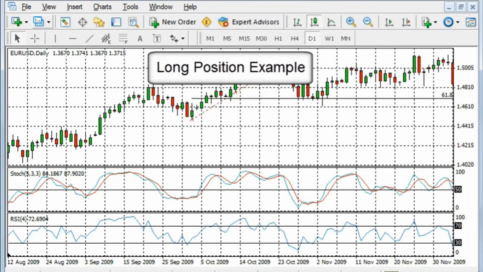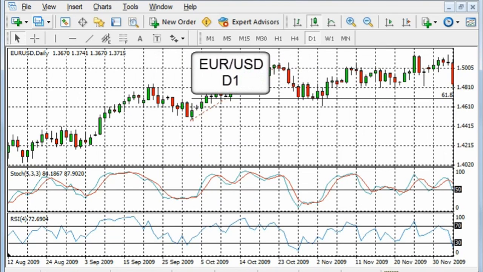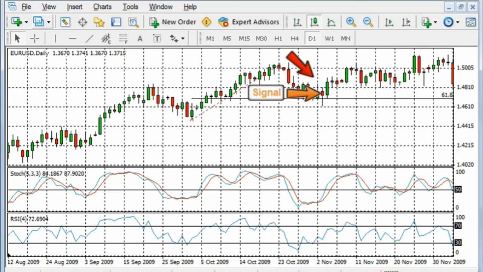In this example, we review the strategy in the Euro-US dollar currency pair in a one-day time frame. A buying signal will be received as seen here, where the rate corrects the previous trend in a downward direction, and a candlestick appears which is below 61.8%, but then reverses and closes above the 61.8% level. In addition, a crossover occurs between the averages of the stochastic oscillator.